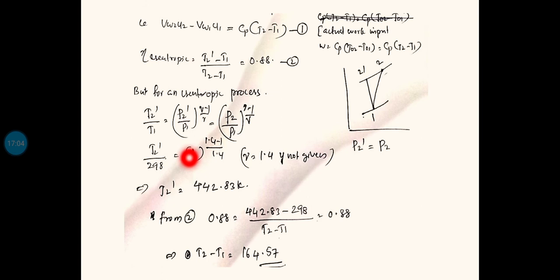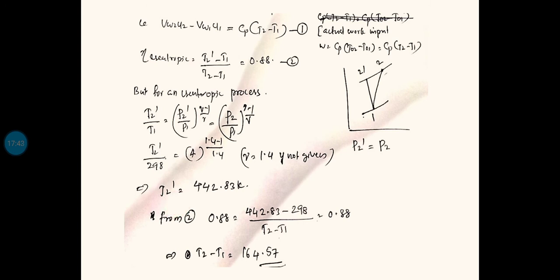P2 by P1 is already given to us as 4. So this entire right hand side term is known to us. The only unknown quantity is T2', T1 is 298. From this you will get T2' equal to 442.83 Kelvin. And remember, if in the problem air is the working fluid and the gamma value is not given, then you can take gamma equal to 1.4. Sometimes the gamma value will be given in the problem, like 1.3 or 1.35, and in that case you have to take that value. Otherwise, if nothing is mentioned, you can take gamma as 1.4 for air. So T2' you got as 442.83 Kelvin.